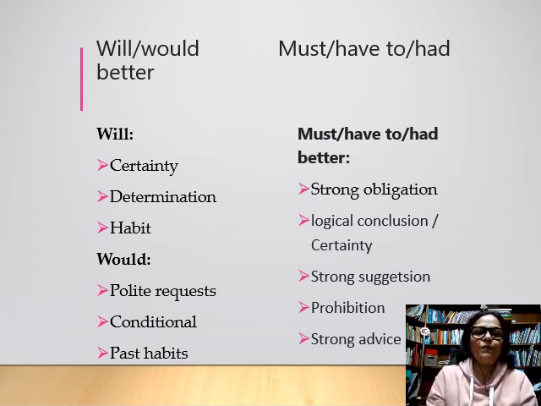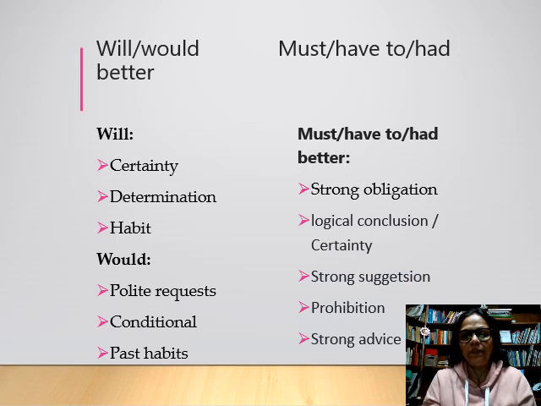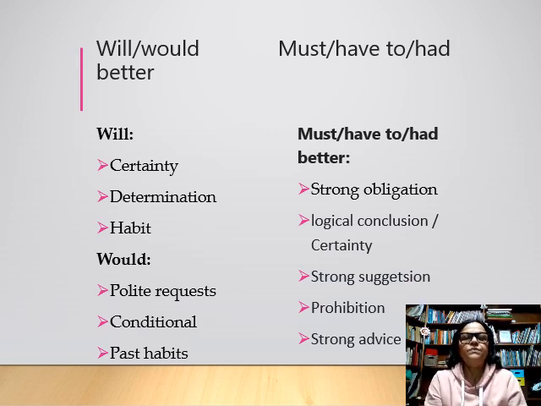Will is again about certainty, even when you are talking about the first person, but the word then is determination. When you talk about yourself, it's not only certainty, it becomes determination. I will walk to the office. So I'm determined not to take a bus or a car. I will walk to the office.